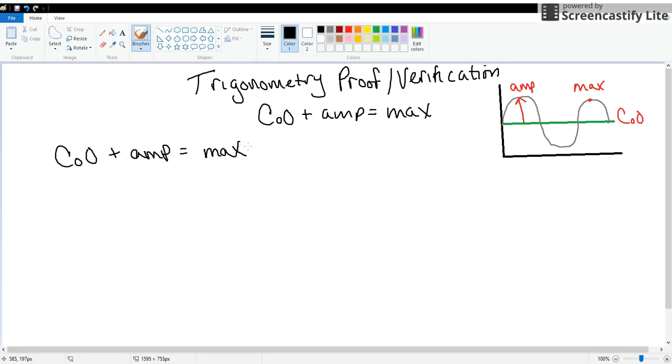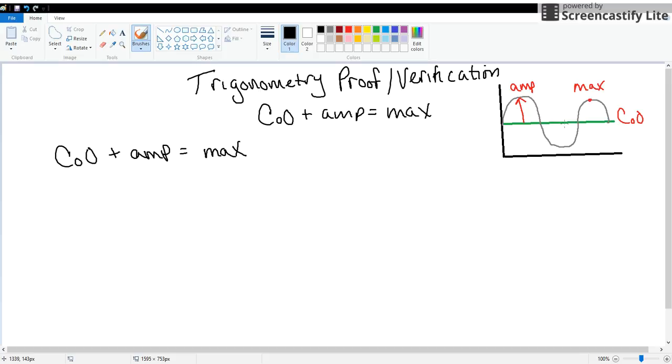And just for visuals, I've drawn a sine wave up here. So the center of oscillation is the middle point between the minimum and the maximum value, you could refer to it as. The amplitude is the distance between the center of oscillation and the maximum or minimum points, and the maximum is, of course, the largest y value of the function. Okay, so we're assuming that the center of oscillation plus the amplitude is equal to the maximum of the function.